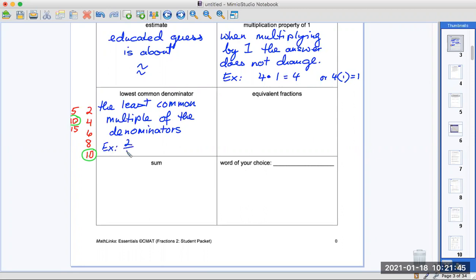Let's say 2/5 and 1/2. Lowest common denominator is 10. Another way to do it is just multiply 2 times 5. That works, but it might not be the lowest. That's the only thing. If you just multiply them, you will find a common denominator, but not the lowest. In this case, it worked. Okay, so equivalent fractions have the same value.